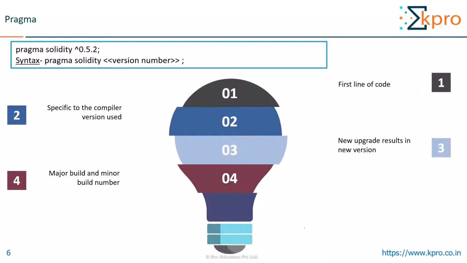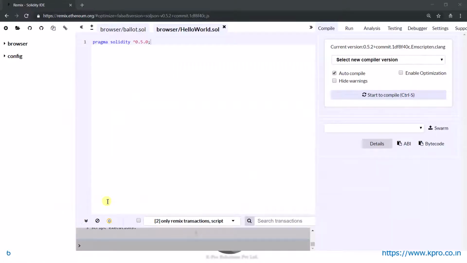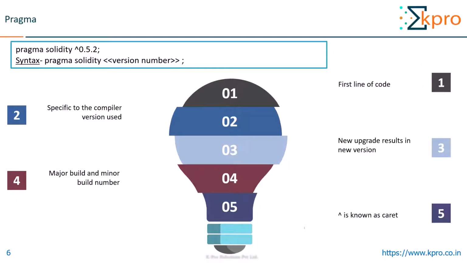So the version number comprises two numbers, that is major build and minor build. So let us see what major build and minor build are. So if I go back here, you can see this 5. This 5 is known as the major build and the 0 is known as the minor build. So this major build tells us about some significant changes that happened, and this minor build tells us about fewer or no breaking changes. Again, let us go back to our slides.